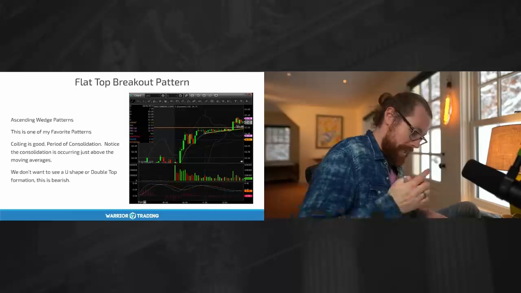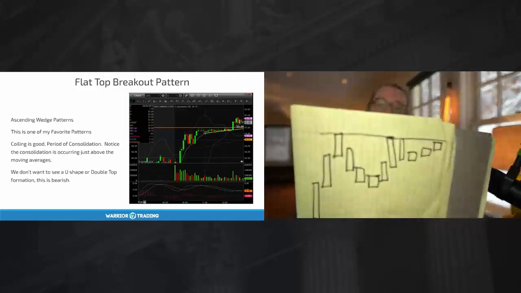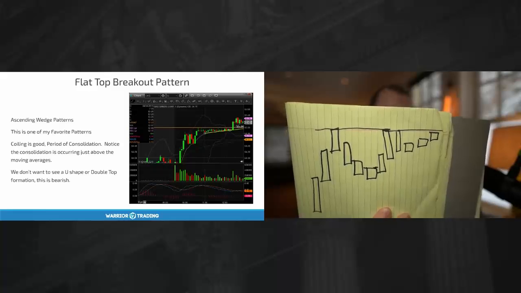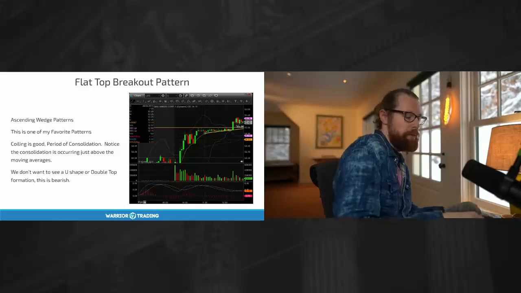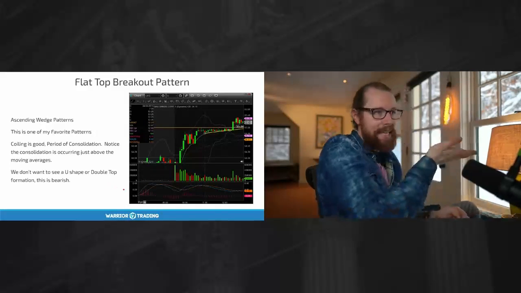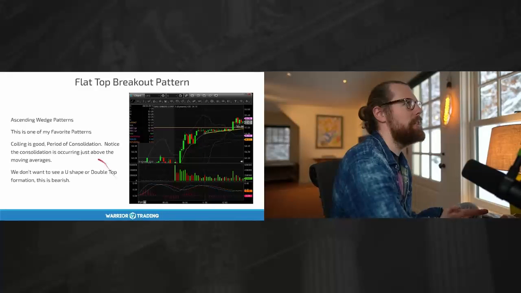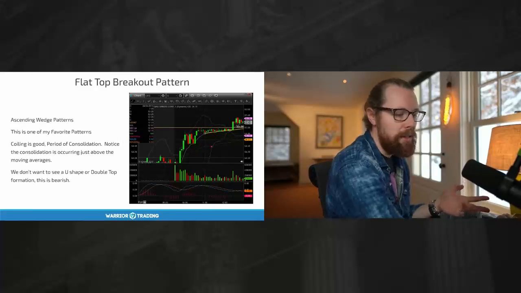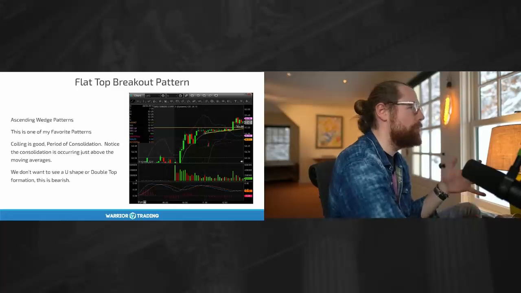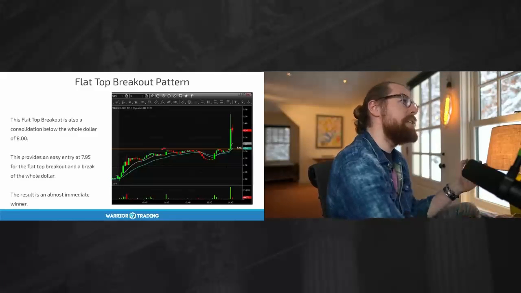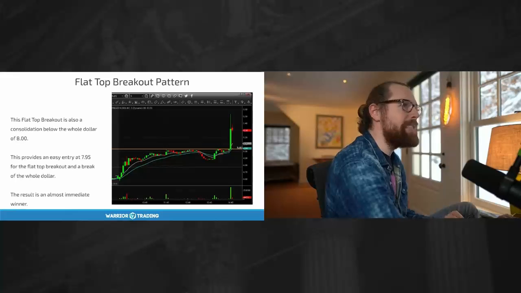So anyways, once it starts to form more of a flat top, that's okay, that's fine. And in this case, this is a sort of longer extended one. But if we see that U shape, well, that tells us that this is not really a flat top, it's more of a bull flag. And the correct entry point, we've probably already missed it. This here, again, you can see this is a flat top breakout pattern.